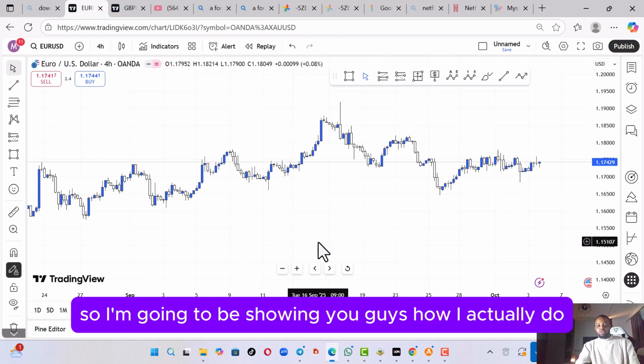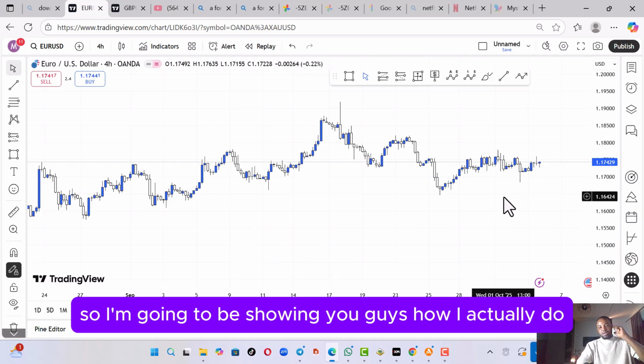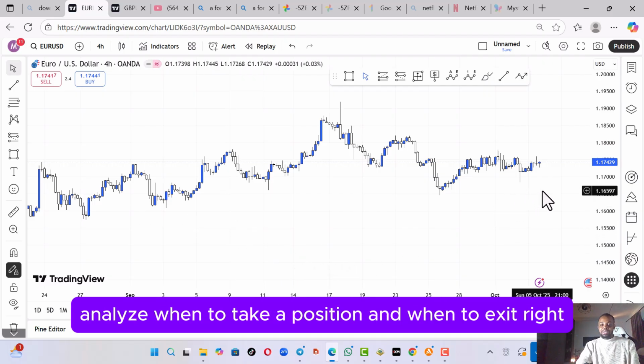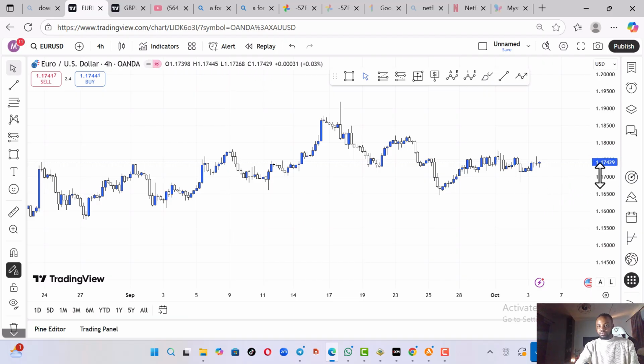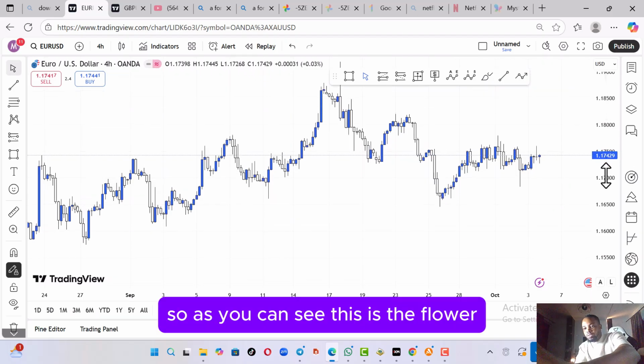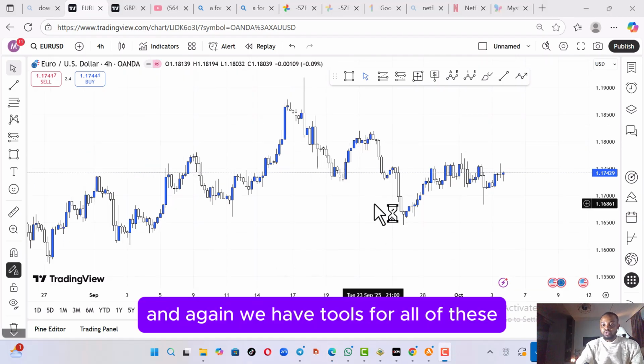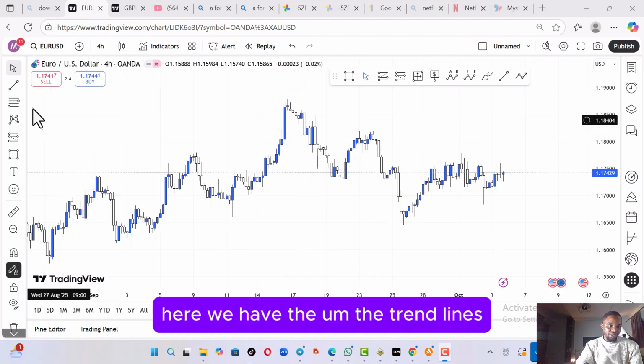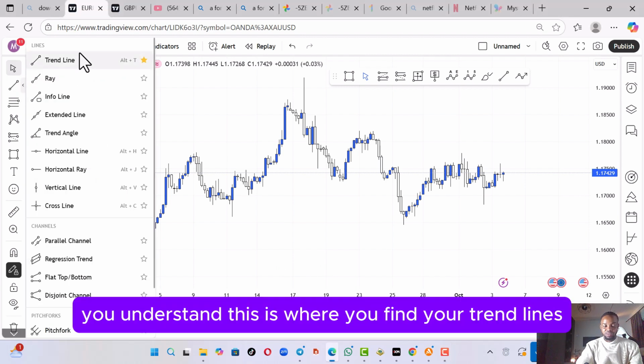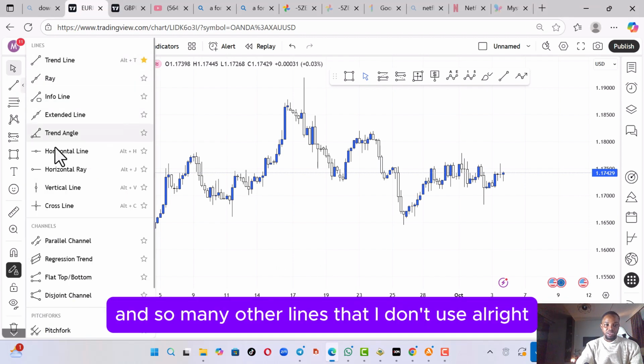All right. So I'm going to be showing you guys how I actually analyze when to take a position and when to exit, right? So as you can see, this is the 4 hour. And again, we have tools for all of this. Here we have the trend lines. You understand? This is where you find your trend lines and so many other lines that I don't use.